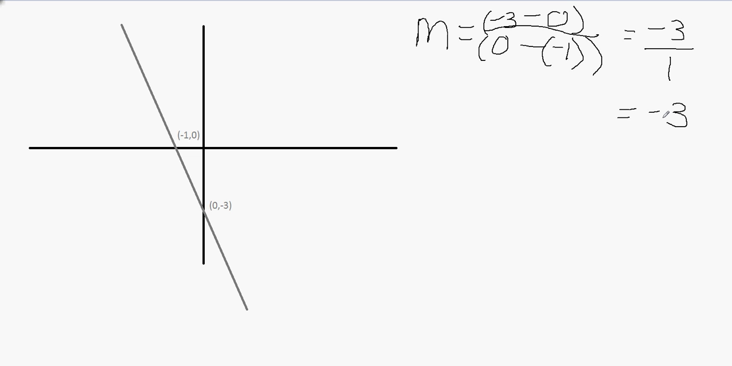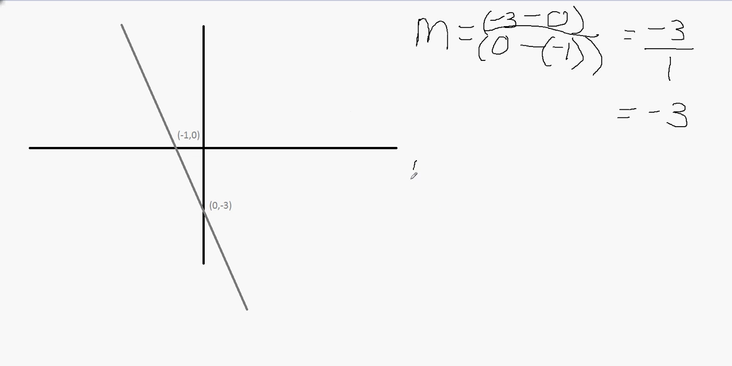And our brief check on whether or not we got that slope right is the fact that we've gotten a negative slope that is fairly large in magnitude, that is larger than 1 in magnitude.